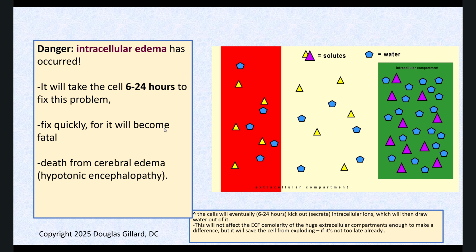You could die if this is severe from hypotonic encephalopathy, where basically the cells have taken up so much water, the brain cells have taken up so much water they explode and you die. You can't fix the brain cells, right?